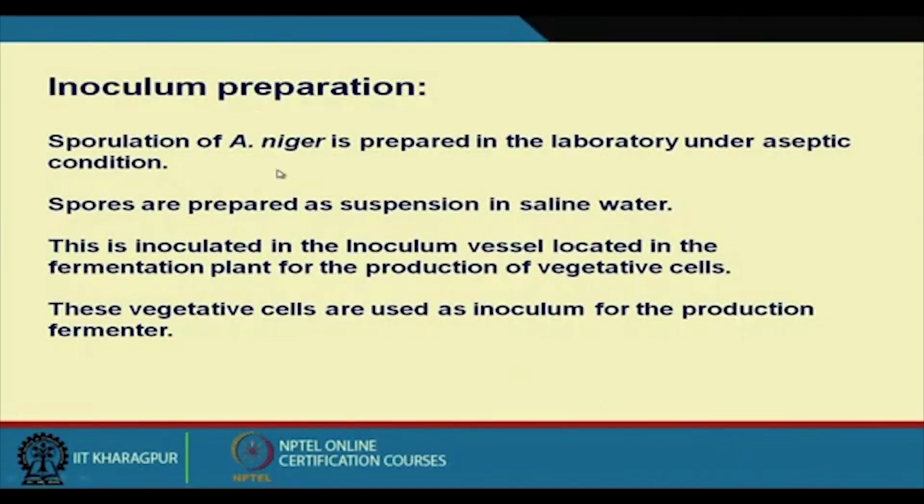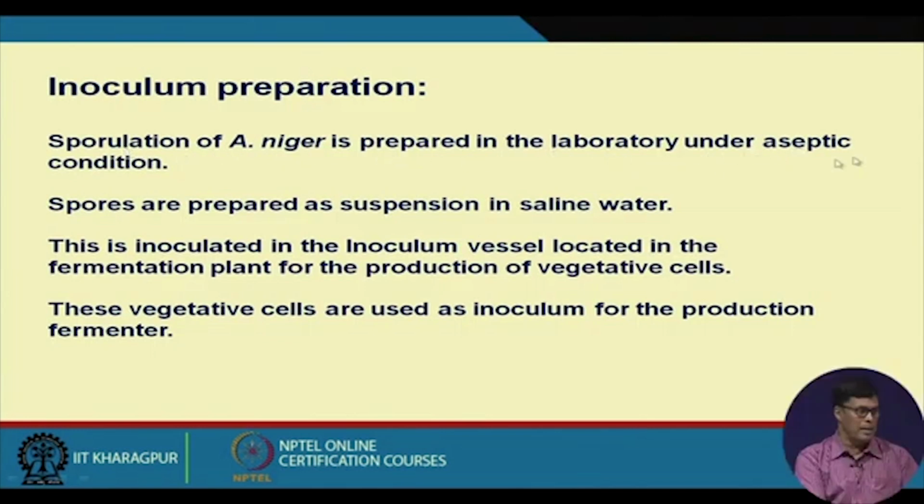Now inoculum preparation. I was discussing that a formulation of Aspergillus niger is prepared in the laboratory under aseptic conditions. Spores are prepared in suspension in saline water. This is inoculated in the inoculum vessel located at the fermentation plant for the production of vegetative cells, because when we do the inoculation in the production fermenter, it should be vegetative cells, not spores. These vegetative cells are used as the inoculum for the production fermenter.